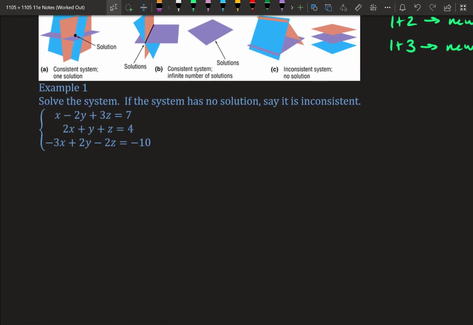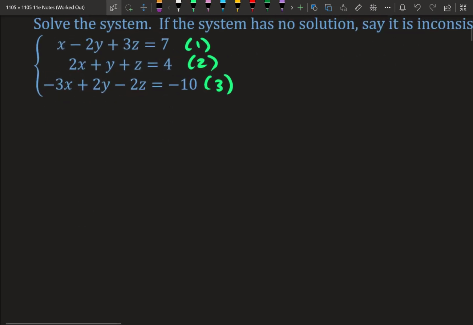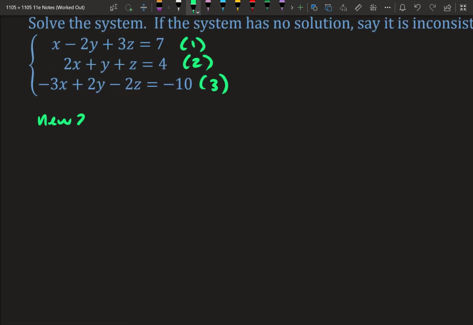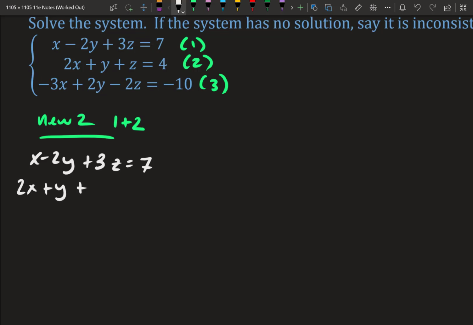So 1, 2, 3, where are all these things coming from? From the equations themselves. This is equation 1, this is equation 2, this is equation 3. First we need to find our new 2. To find our new 2, we add 1 and 2. The first equation is x minus 2y plus 3z equals 7. Our second equation is 2x plus y plus z equals 4, and we need to add these.